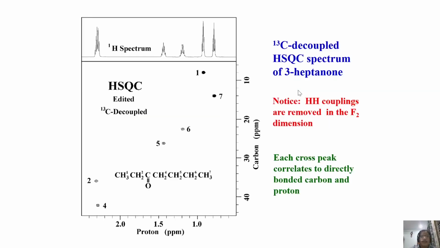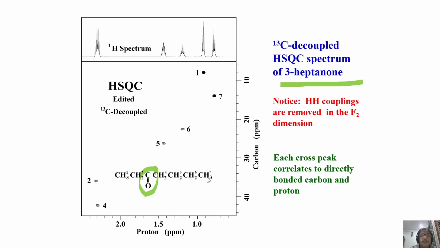Look at it. Now take a molecule, 3-heptanone. In the 3-heptanone molecule, how many carbons do we have? 1, 2, 3, 4, 5, 6 different carbons. Of course, the CO carbon will not appear in the HSQC or HMBC spectrum because it is not attached to protons.